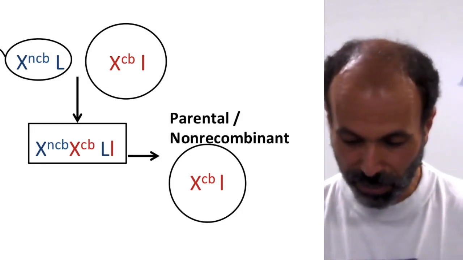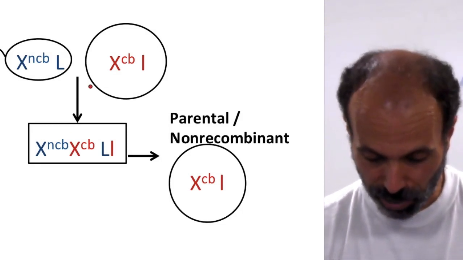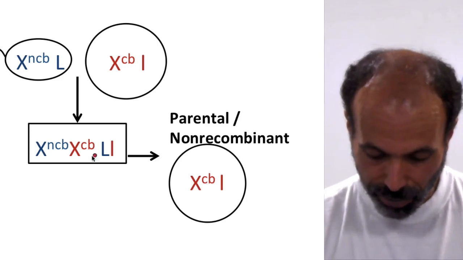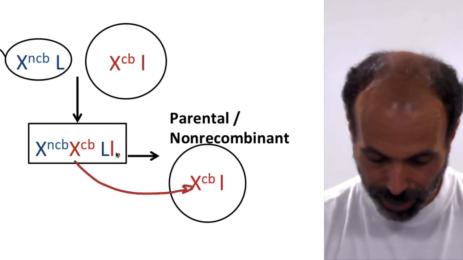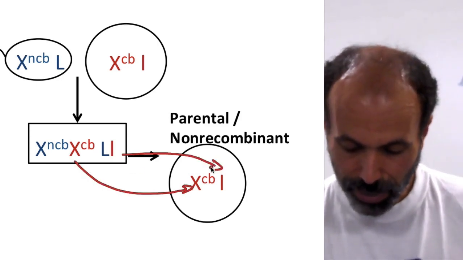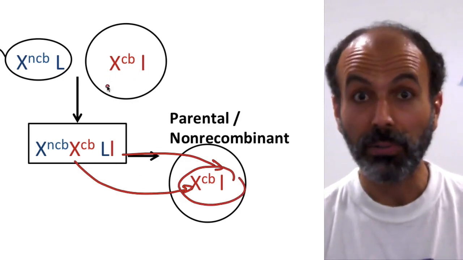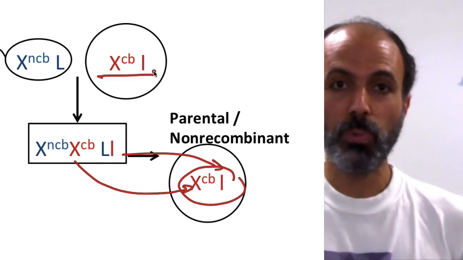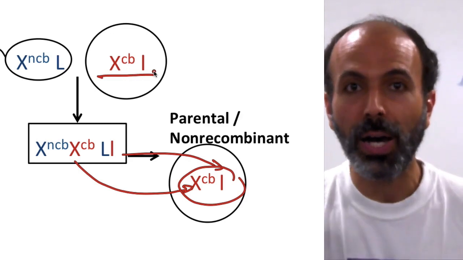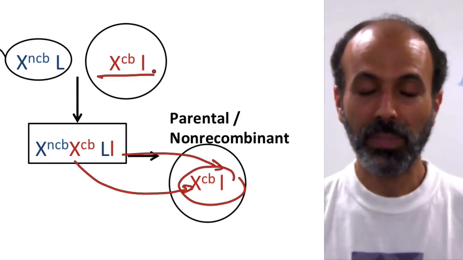So the first part of this figure is exactly the same as the previous one I showed you. But in this case, what happened is this ended up in the egg, and this ended up in the egg. Now, these two are the exact combination that was found in one of the parents, right? So this would be considered a parental or non-recombinant gamete. Do you see what I mean?